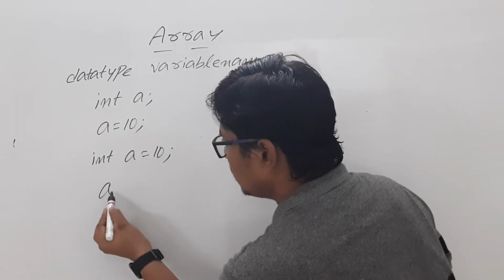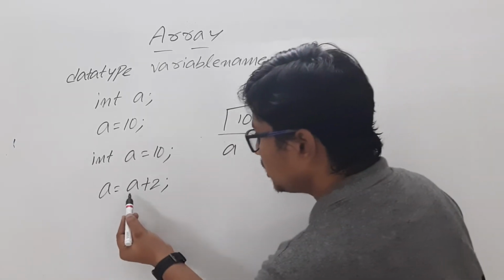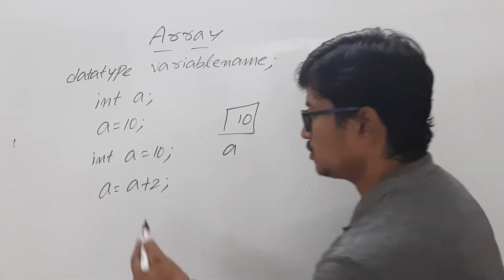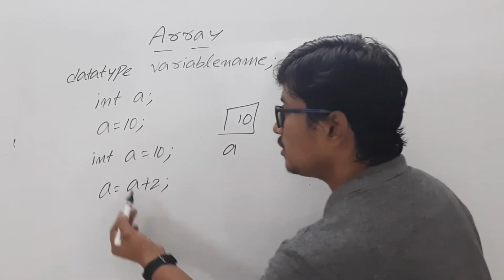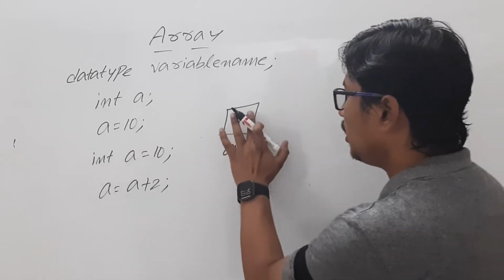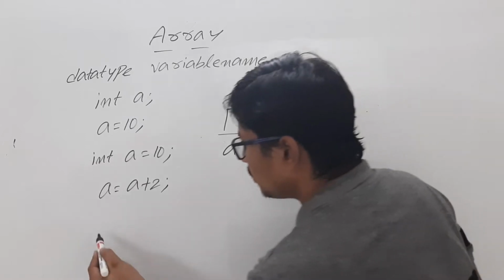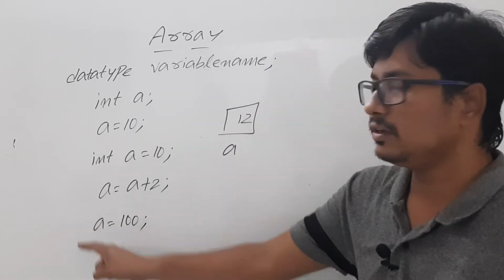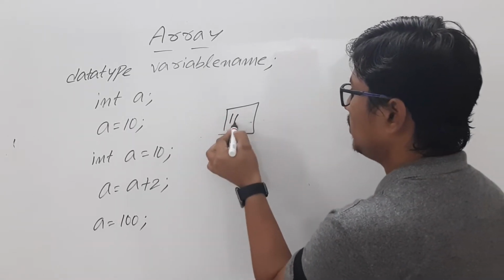If I write a is equal to a plus 2, then first it will evaluate the expression on the right hand side. So a plus 2 means 10 plus 2, which is 12, and that will be assigned to the variable a. Now the value in the variable a is 12. Later, if you write a is equal to 100, then the integer constant 100 will be assigned to the variable a. So it will be 100.